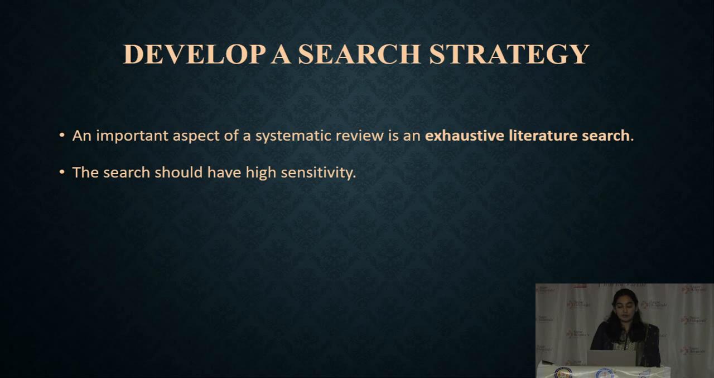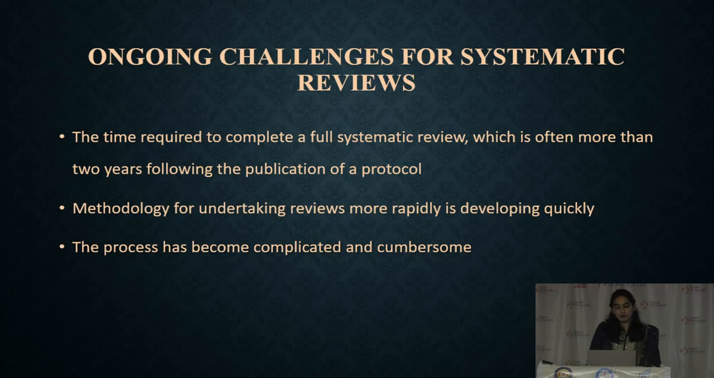Developing a search strategy is an important aspect of systematic review, and it is an exhaustive literature search. The search should usually have a high sensitivity, that is, it should be created in such a way that the search will retrieve all relevant articles within the research area, or at least give you as many as possible. These are all the steps of the systematic review that you conduct.